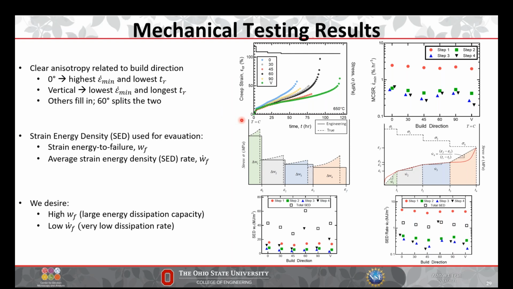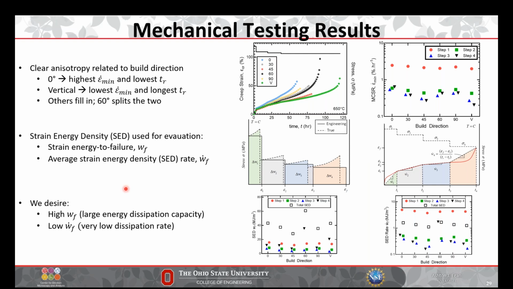And so then what these folks in Dr. Stewart's lab have done is use a strain energy density method for evaluation. Basically what they're doing here is taking the area under the curve, and you can see this in both graphs, to get strain energy to failure, which is called WF, right? And then the average strain energy density rate, which is this other WF with a little dot on top, which is just basically the area under the curve, which if you know material science, that's the energy input, right?